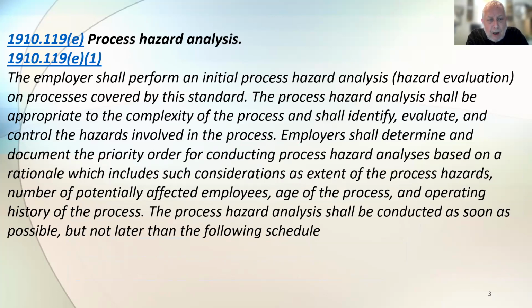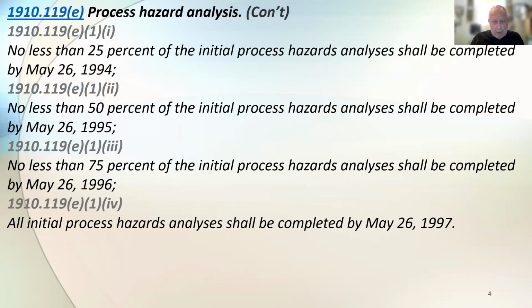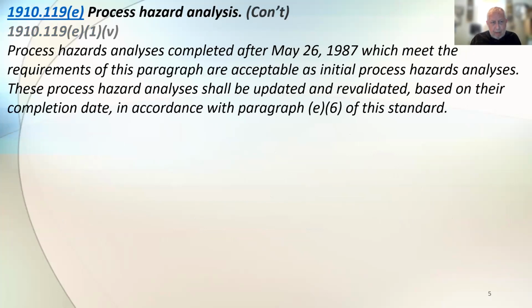Employers shall determine and document the priority order for conducting process hazard analyses based on a rationale which includes such considerations as extent of the process hazards, number of potentially affected employees, age of the process, and operating history of the process. The process hazard analysis shall be conducted as soon as possible, but no later than the following schedule. Now, this schedule is outdated, so we're not going to go over it.